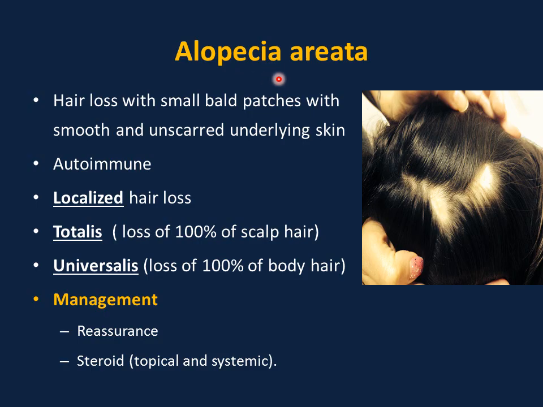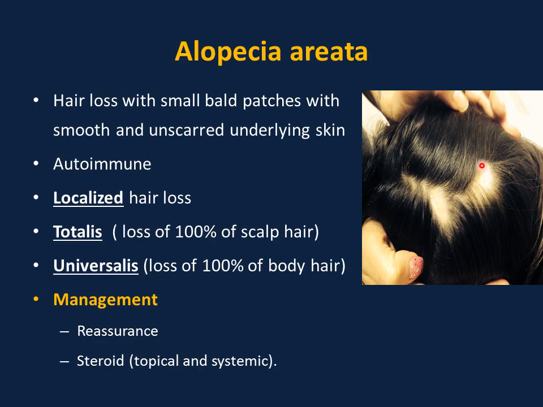Alopecia areata. Alopecia areata is hair loss with small bald patches, as you see here, and the skin here is very clean, very clean. There is no scar, there is no scaling, there is no black dots. So there's a big difference between the alopecia areata and the tinea capitis. Tinea capitis, the skin is dirty, is covered with the scales and the black dots because of fungal infection.